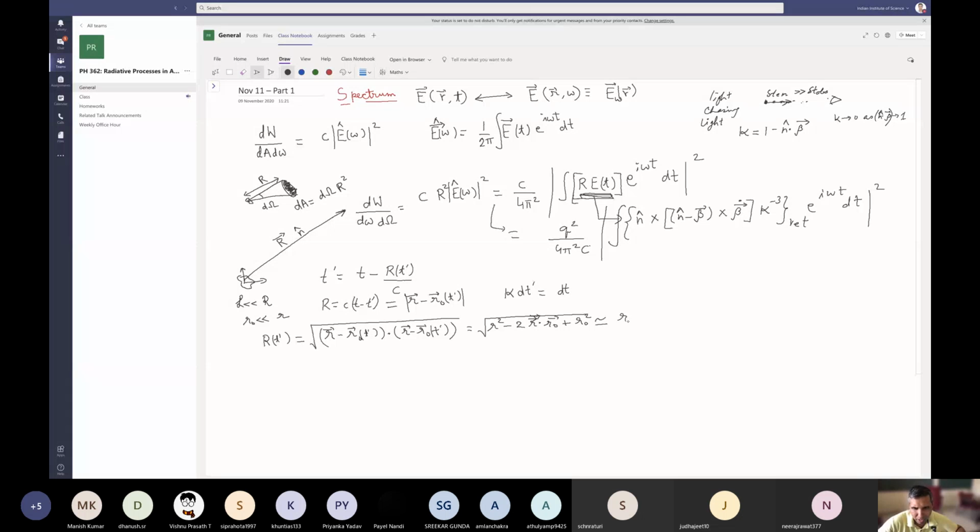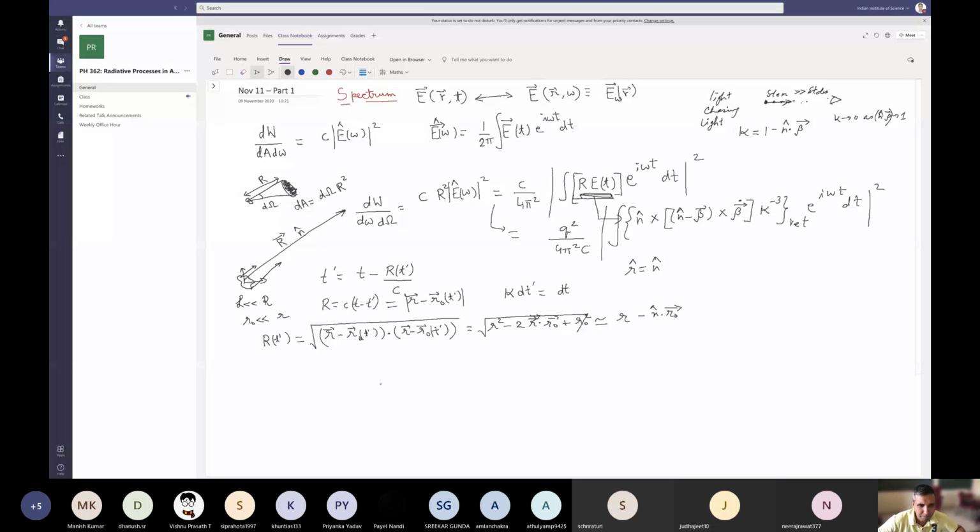This becomes r minus n hat dot r naught, right? Basically, what I've done is ignore this term, bring the r squared out, and do a binomial expansion, and I'm assuming that r hat is equal to n hat. That's a good assumption, because this distribution of charges is much more compact. Even at the extreme, n hat is almost the same as small r hat, so the direction of the observer is almost the same throughout the charge distribution. This is a good approximation.